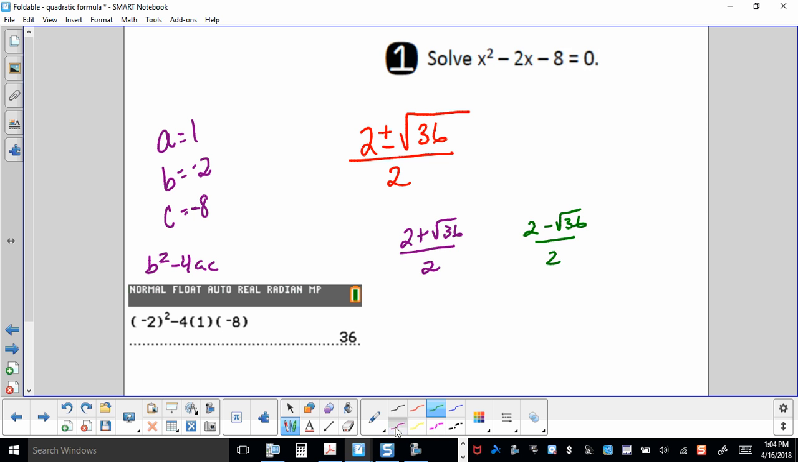So when we simplify the first expression, 2 plus 6 is 8, divided by 2 is 4, and when we simplify the second expression, 2 minus 6, which is minus 4, divided by 2 is minus 2. So our solutions are 4 and negative 2.